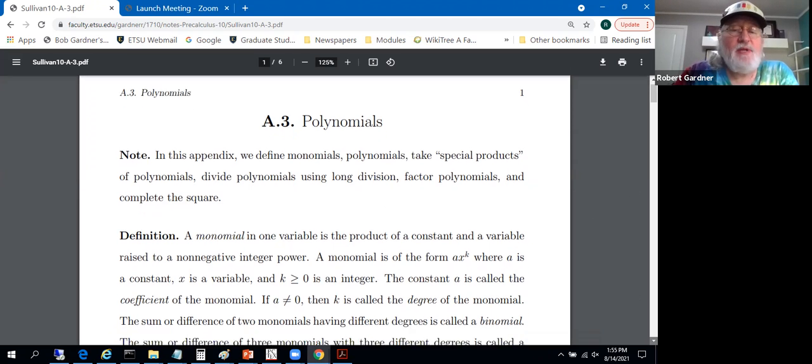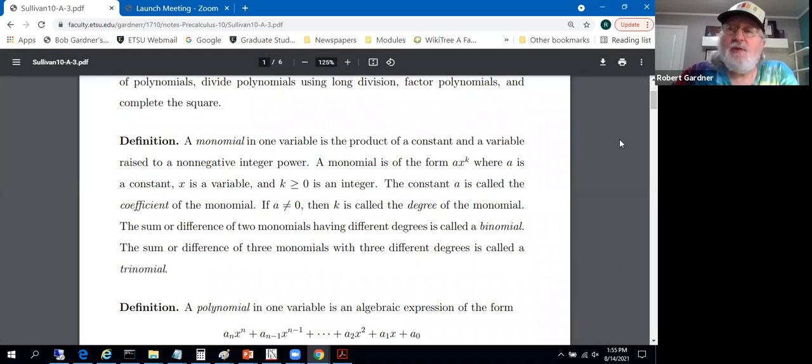So a bunch of vocabulary initially in the form of a definition. A monomial in one variable is the product of a constant and a variable raised to a non-negative integer power. So a monomial of the form a x to the k, where a is a constant, x is the variable, and k is the non-negative integer, is an example of such a monomial, and a constant a is called the coefficient. If a is non-zero, then k is the degree of the monomial.